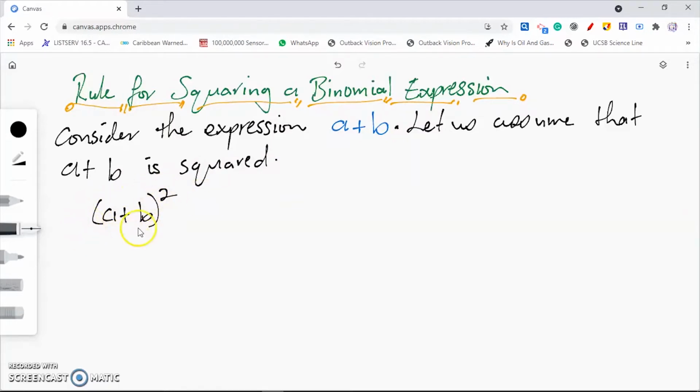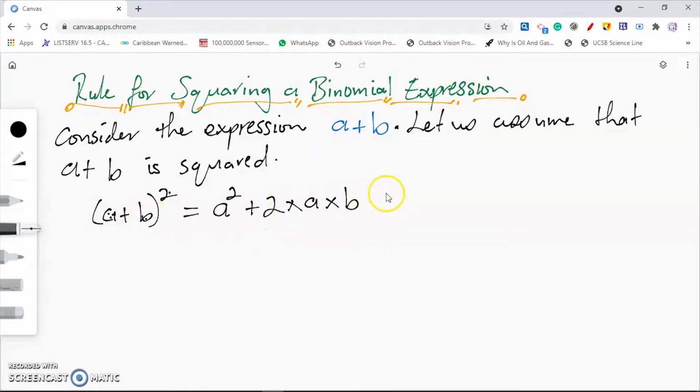Now, whenever you have an expression like that, to expand and simplify, there is a general rule that says you take the first term, in this case a, and raise it to the power of 2. Plus 2 times the first term, which is a, times the second term, in this case b. So the first term squared plus 2 times the first term times the second term.